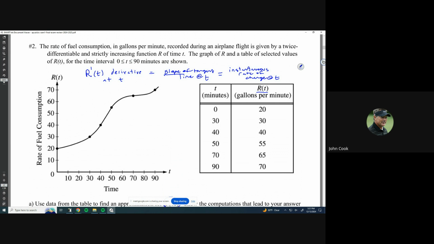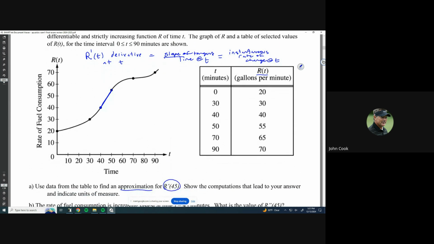Even though I don't have an exact point right here where I can find the derivative, check it out. If I use points around it, I'm going to get a slope, and it's going to be pretty close to what that's going to be, right? As long as it's continuous, the mean value theorem says that there's some value in that interval where the derivative should be equal to that slope, that secant slope of the average rate of change. So that's what we're going to do.